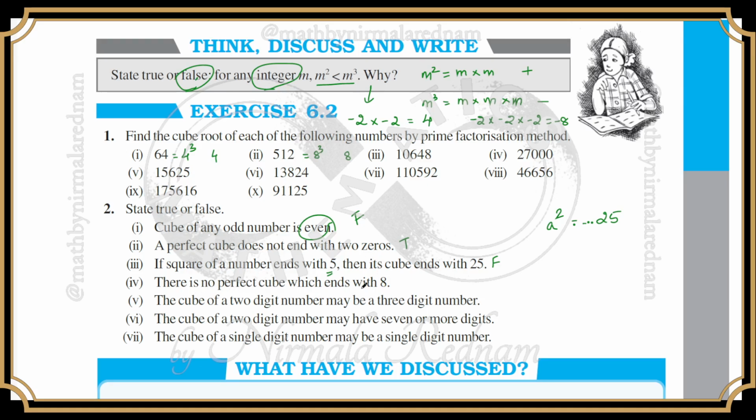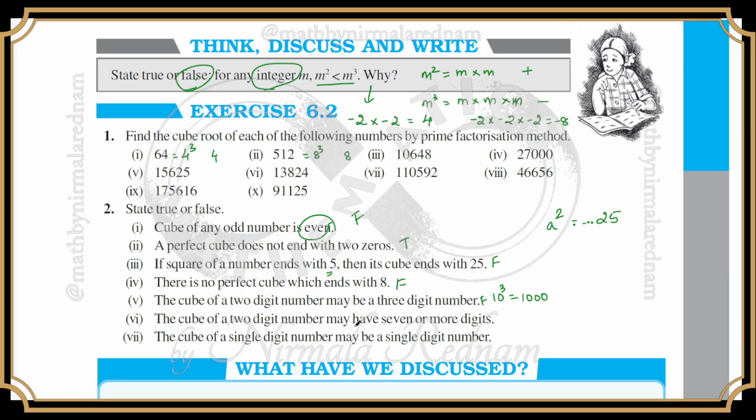There is no perfect cube which ends with 8. That is false because we know 2 cube is 8. Now, the cube of a 2-digit number may be a 3-digit number. Do you have a 2-digit number whose cube is a 3-digit number? For these kind of questions, we take the least 2-digit number, which is 10. There's no 2-digit number less than this. If you take the cube of this, you're going to get 1000, which has 4 digits. So this is false. If the least one itself has 4 digits, then any cube after that will have either 4 or more than 4.